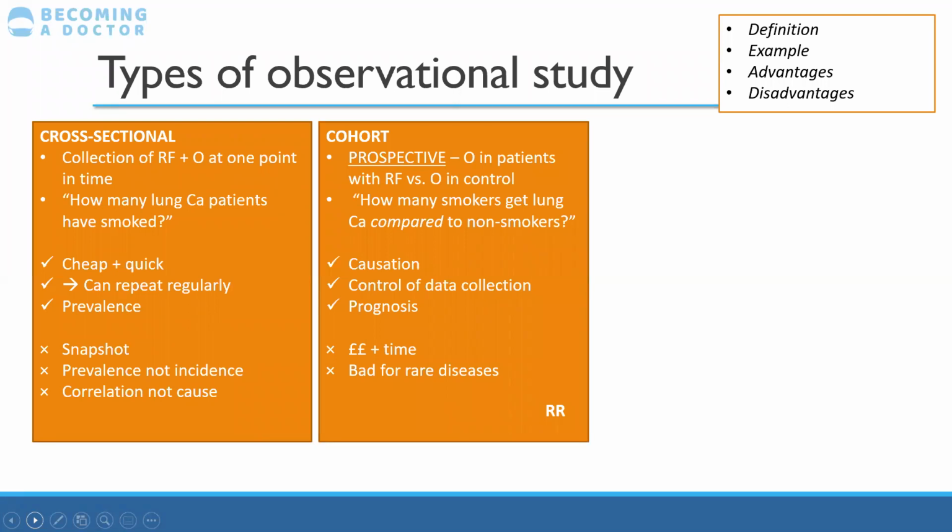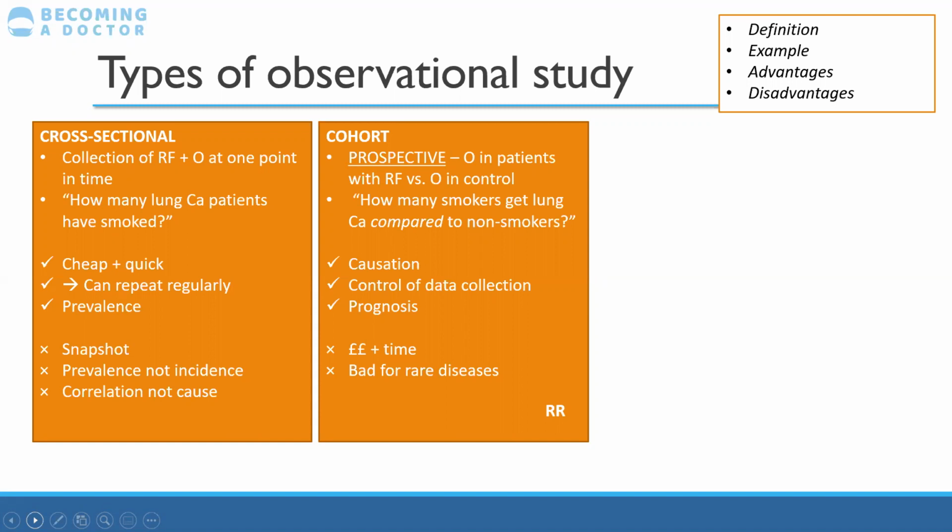Next is the cohort study. So this is a prospective type of study typically. So we're looking at the outcome in patients with the risk factor versus the outcome in patients that are the control group, so that are not exposed to the risk factor. So an example would be how many smokers get lung cancer compared to non-smokers.